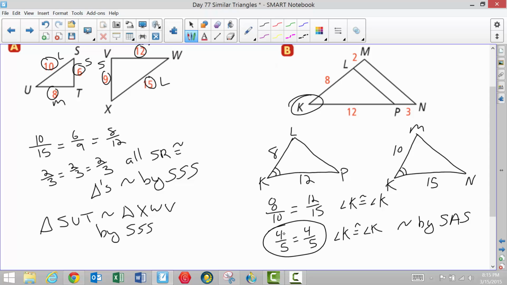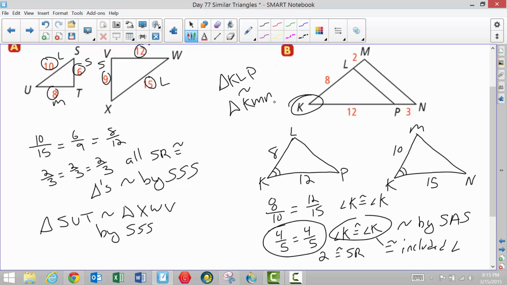So I have two congruent side ratios, and right here, I have congruent included angle. So my similarity statement for here, I have triangle KLP similar to triangle KMN by side angle side.